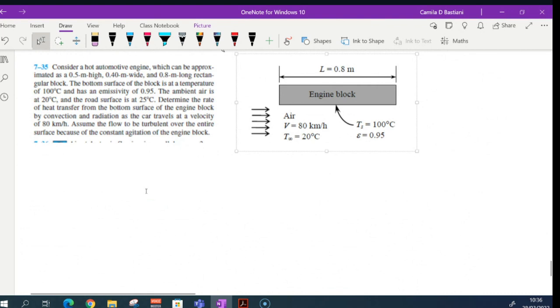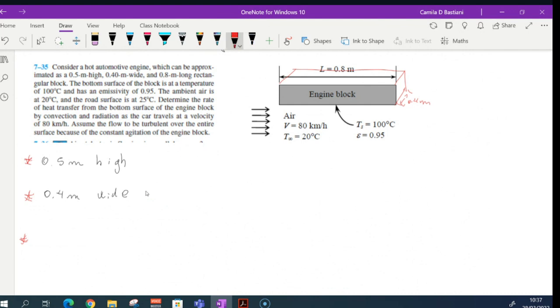Consider a hot automotive engine, which can be approximated as a block 0.5 meters high, 0.4 meters wide, and 0.8 meters long. My dimensions.